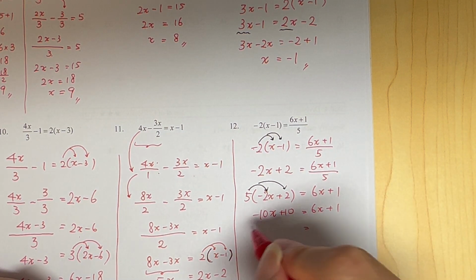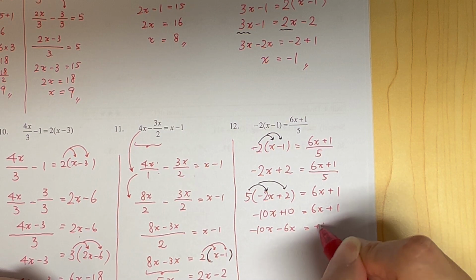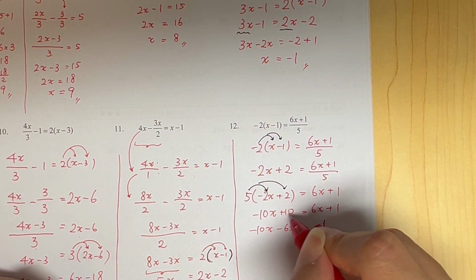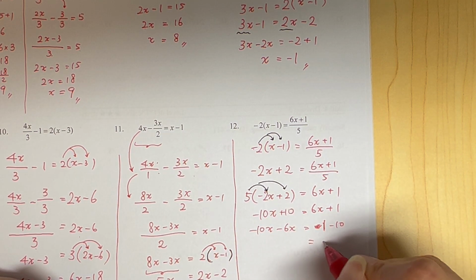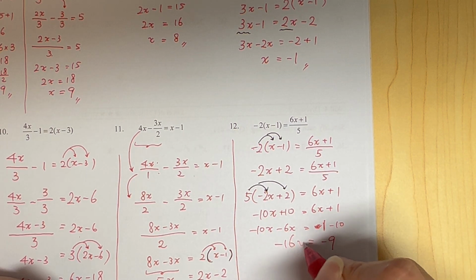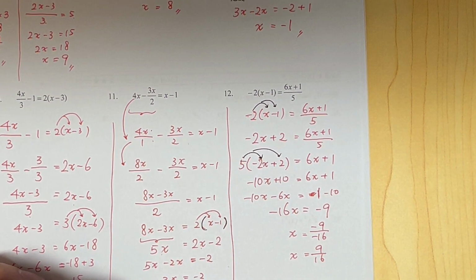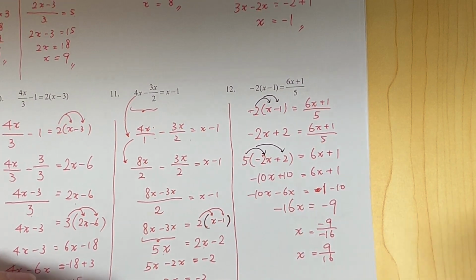So you move all the x to the left, you have minus 10x minus 6x, plus 1. Actually, this is the 1. And then minus 10. So finally, you have minus 9. And be careful, this is minus 16x, not minus 4x, okay? Be careful. Multiply negative 16, go to the right-hand side, become divided by negative 16. So this will be the final answer, and this is the end of this video.